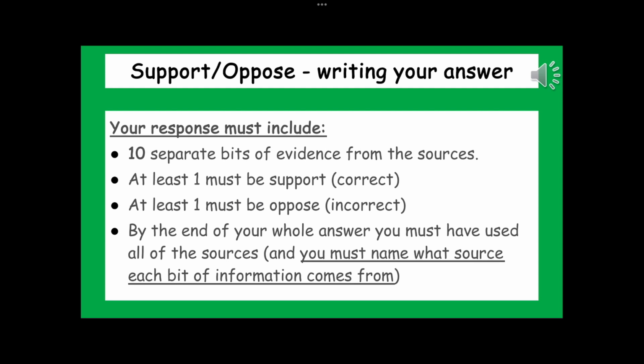By the end of your whole answer, you must have used all three of the sources, and it's really important that in your answer, you make sure that the marker knows what source you're getting each piece of information from. Alright, so again, you don't need to support or oppose the statement outright. You do need to use both a support and oppose. It doesn't really matter which one you do, as long as you are using both at some point. It doesn't matter if you use 8 support, 2 oppose, 9 support, 1 oppose, or 5 and 5. The most important thing is you are looking at both sides.